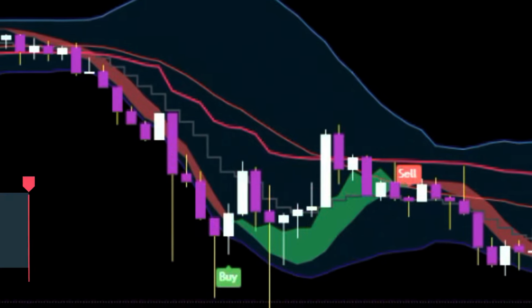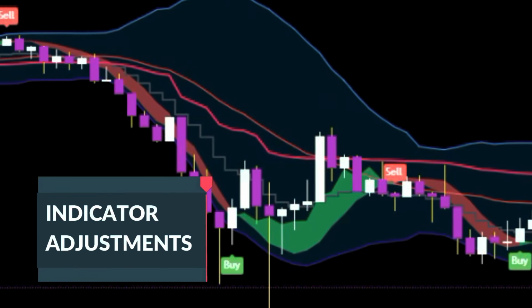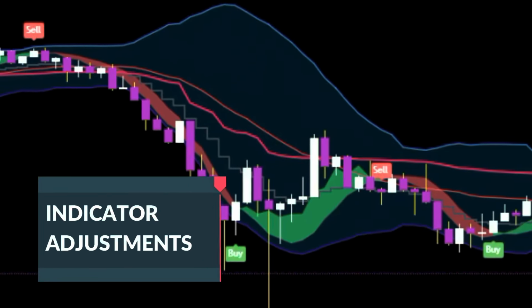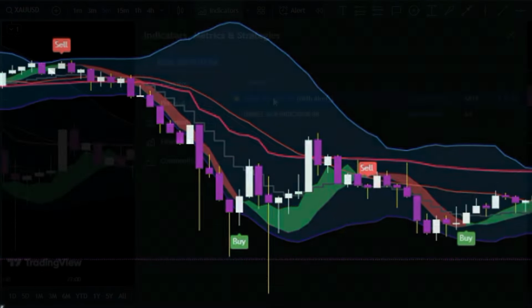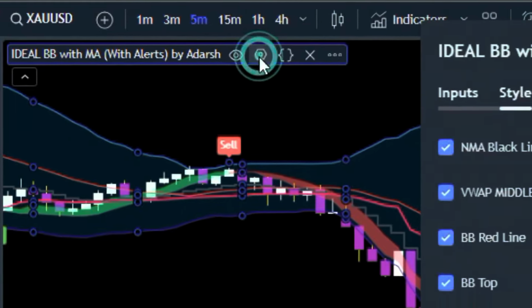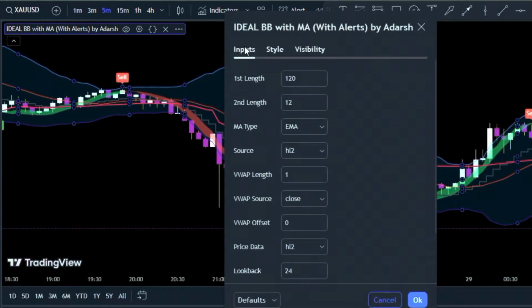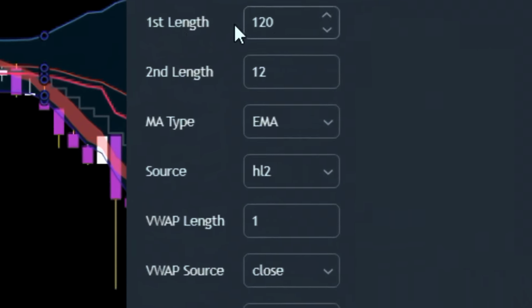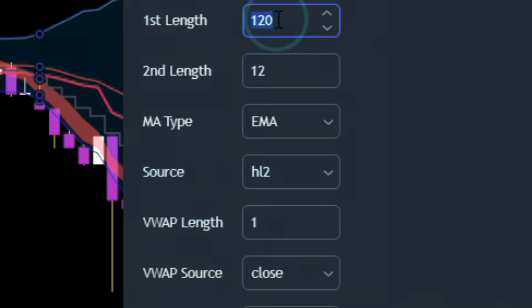Now that we've added the ideal BB with MA indicator, let's optimize its settings to better suit our trading strategy. Start by locating the indicator settings menu on the platform. Within the Input tab, make the following adjustments. Set the first length to 200. Then change the second length to 14.